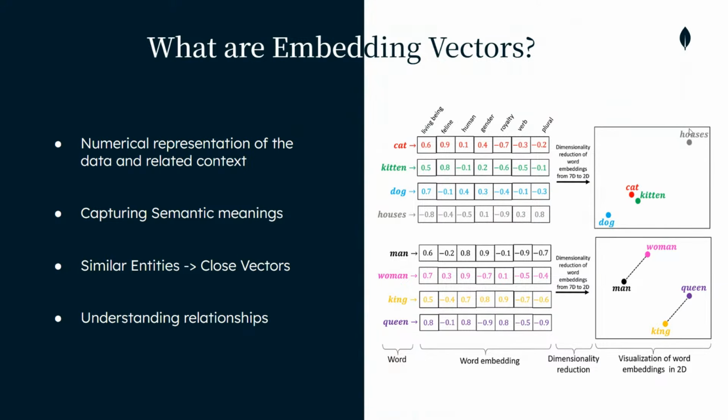When I said it would capture the relationships, the below example is a good representation of that, where we can see that, for example, men and women are close to each other. The king and queen are far away from men and women, but the distance between king and queen is kind of the same as the distance between men and women. So the relationship part is maintained. So this embedding model would capture both semantic and the relationships.